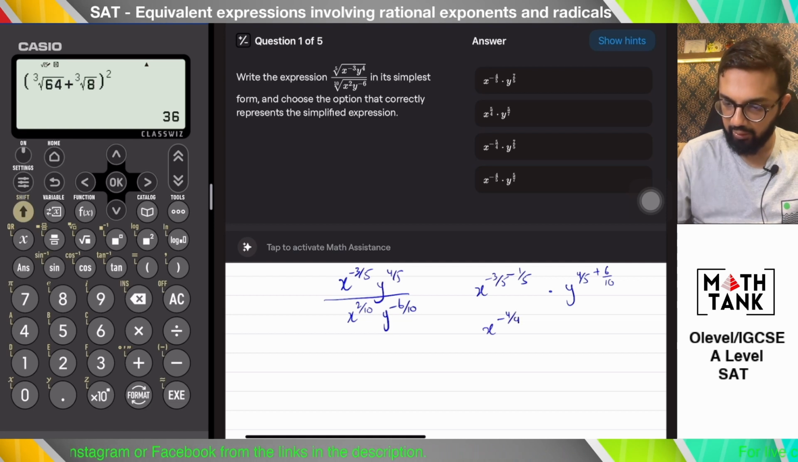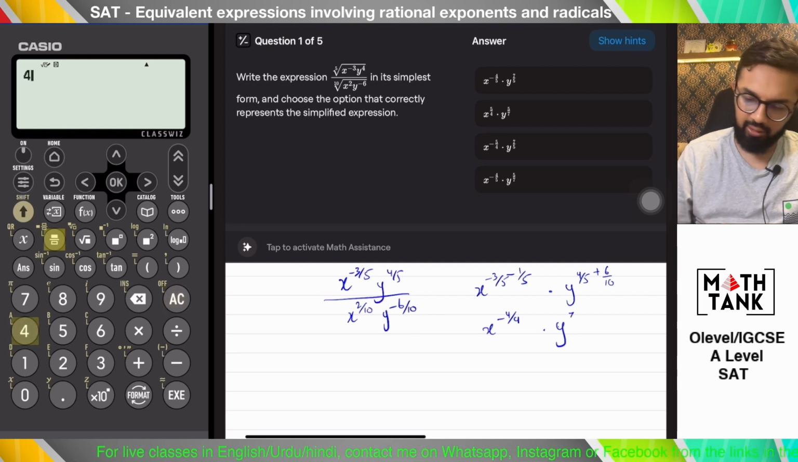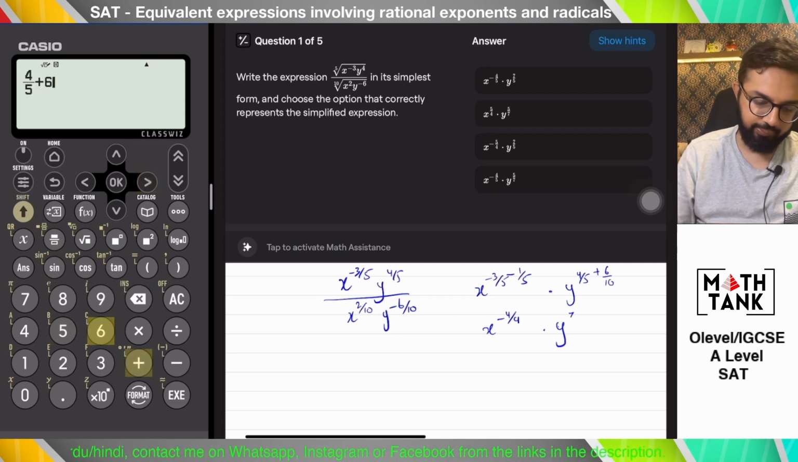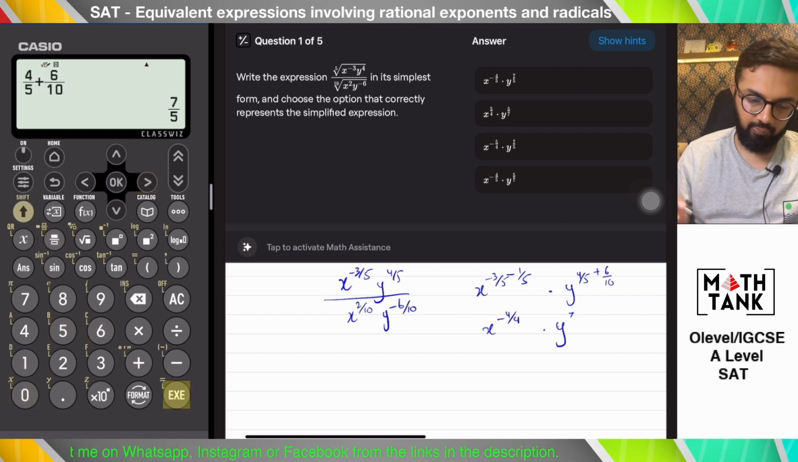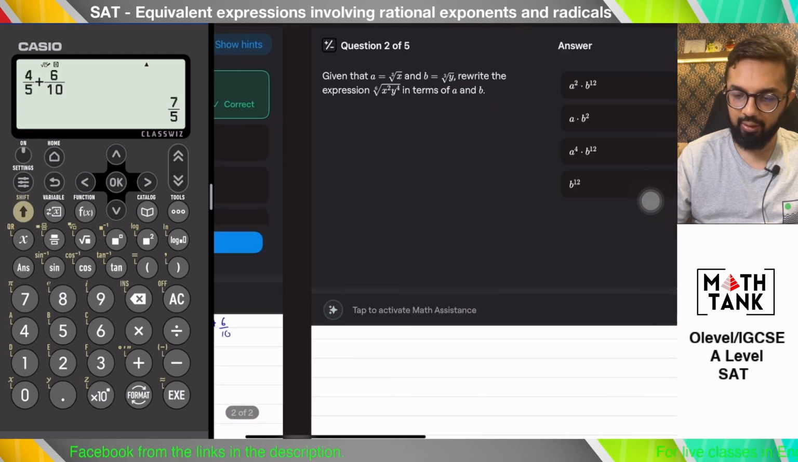Is that one of the answer options? It's either A or D. And y gives me what? It gives me 14 over 10, which is 7 over 5. I'm just going to add this up on my calculator so that I don't make a silly mistake. Yep, that should be the correct answer.